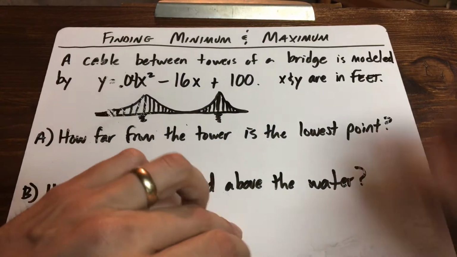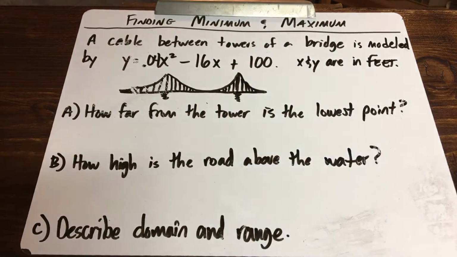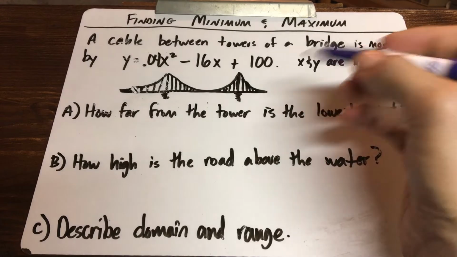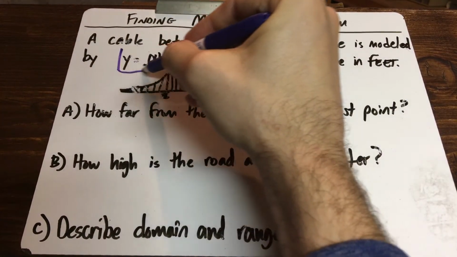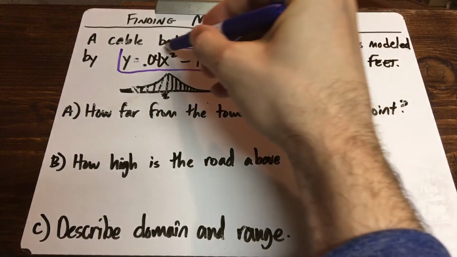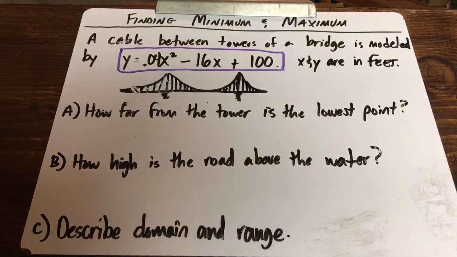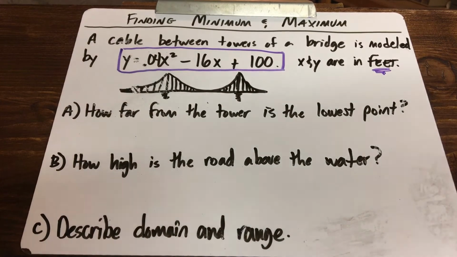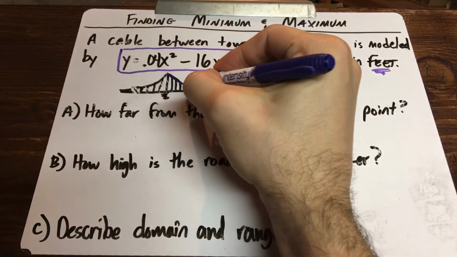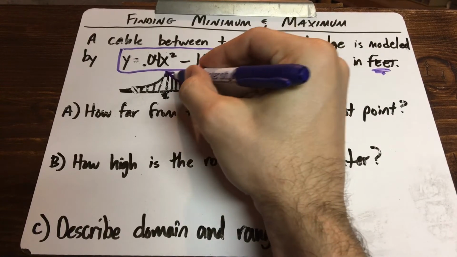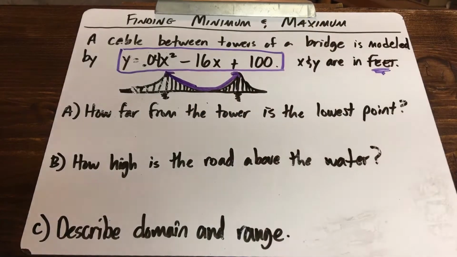I'm kind of proud of my artwork on this one. I'm not a very good artist, but my bridge here kind of looks at least somewhat like a bridge, maybe. Okay, now I've got a graph that opens down, right? A cable between the towers of a bridge is modeled by this: y equals negative 0.04x squared minus 16x plus 100. x and y are in feet. Oh, I actually put it on this one. Okay, so here's our bridge, right? Here's our parabola. See how this makes a parabola right here? The cable that comes down and forms the suspension bridge.